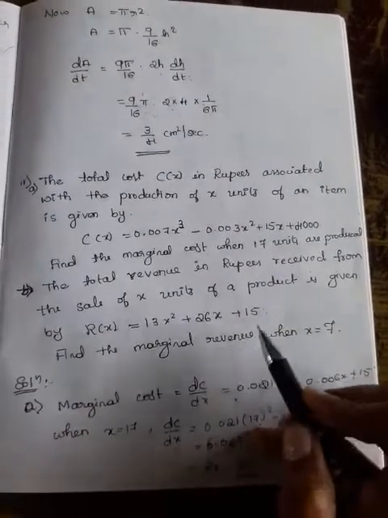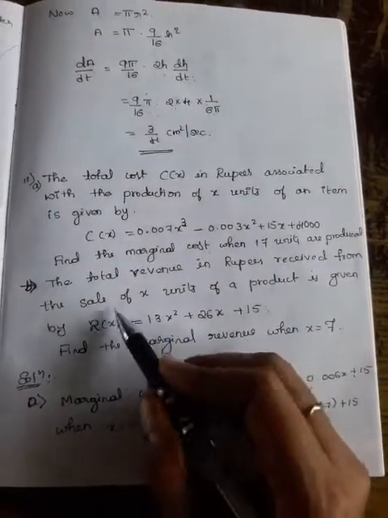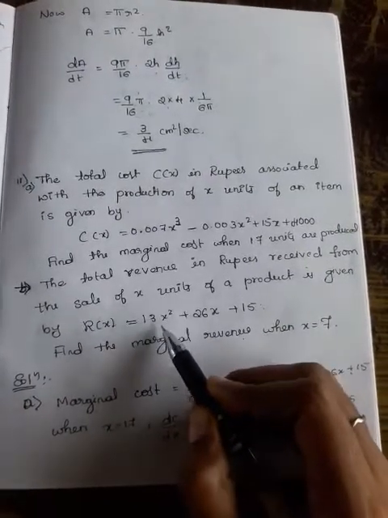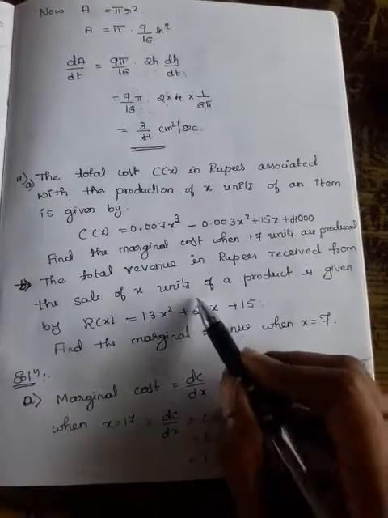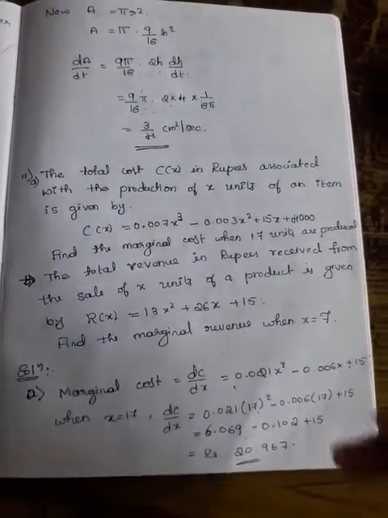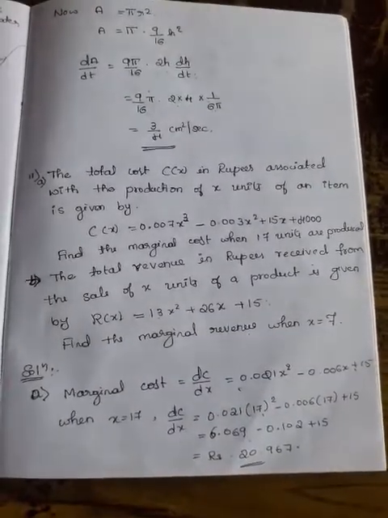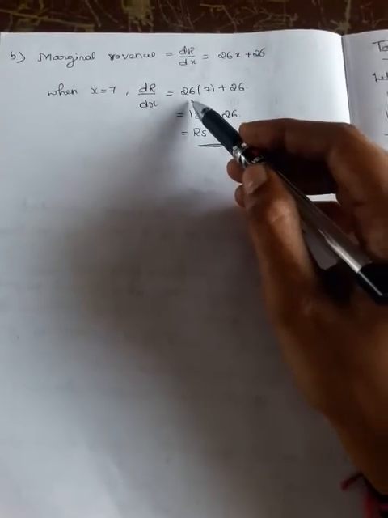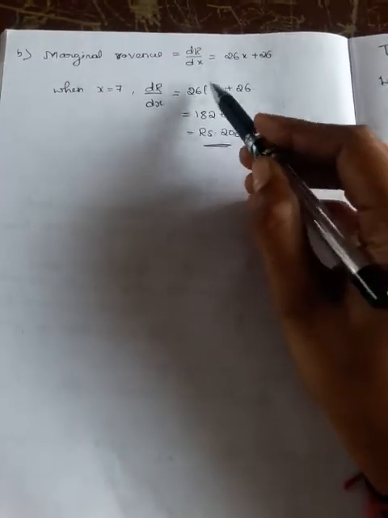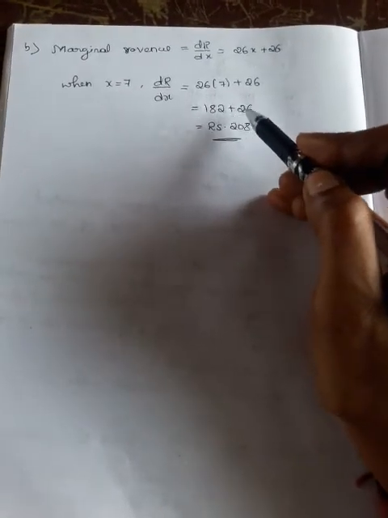To find the marginal revenue, we have to differentiate R of x, that is 13 into the differentiation of x square, which is 2x. So 13 2s are 26x, plus the differentiation of 26x is 26, and the differentiation of 15, a constant, is 0. So the marginal revenue dR by dx is equal to 26x plus 26. When x is equal to 7, substitute the value of x as 7 here. So dR by dx is equal to 26 into 7 plus 26. 26 7s are 182, plus 26, that is equal to rupees 208.